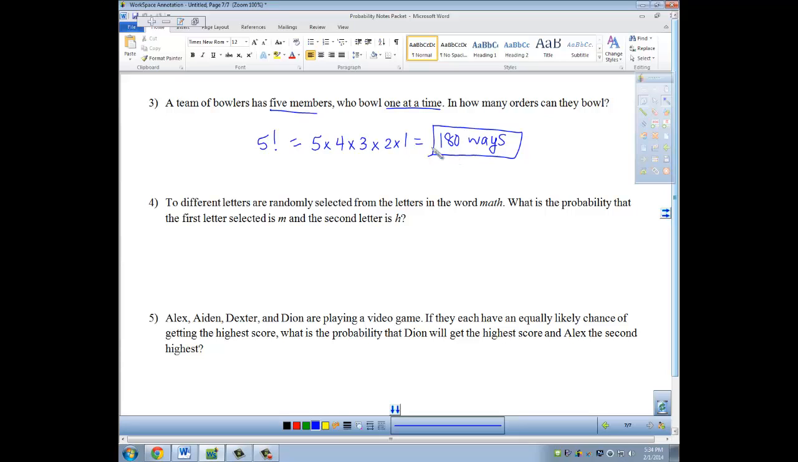Number 4, this should be 2, my bad. 2 different letters are randomly selected from the letters in the word math. What is the probability that the first letter selected is M and the second letter is H? So this one is a little bit different because we're only going to choose 2 letters. When we first start out, we have 4 choices. And then the next time we have 3 choices. But that covers our first letter. So our first letter had 4 choices.